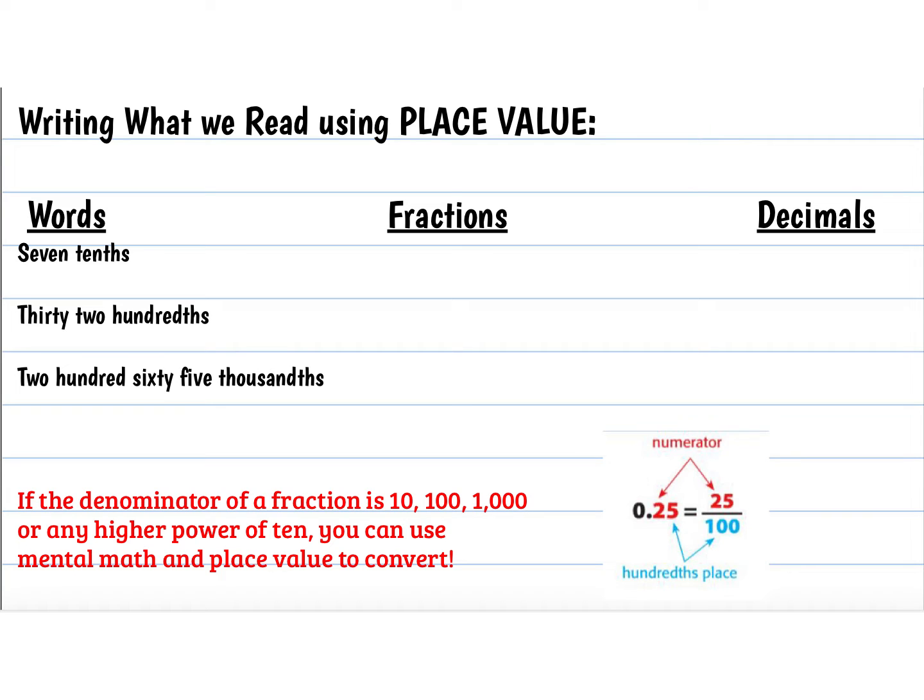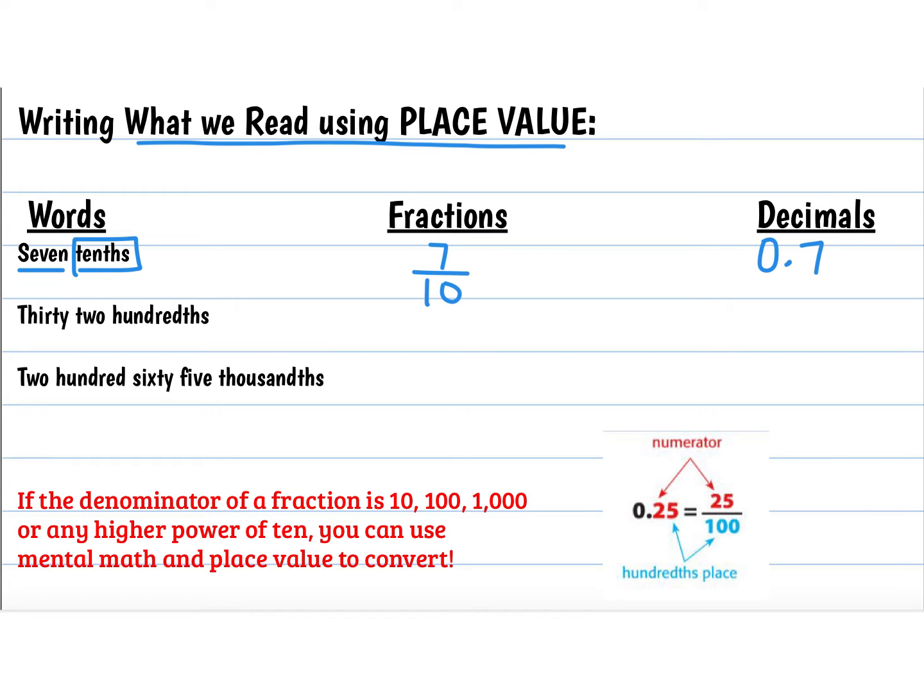Alright, so writing down what we read using place values. So write down this title, and then write down the word forms, and then we're going to write that number as a fraction and as a decimal. So the first one, 7/10. As a fraction, the 7 here will tell us what our numerator is, and the tenths tells us what our denominator is. So 7/10 would look like that as a fraction. And as a decimal, the tenths is the first spot after the decimal. So if we have 7/10, that tells us in that tenths place is going to be a 7.